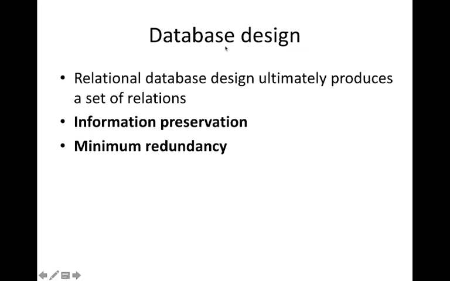So good database design means it should have this information preservation, that is, whatever attributes and whatever relationships between those attributes existed should be there in the final design also. And also we should minimize this redundancy. So redundancy is a big problem. We will see what are the problems associated with this redundancy in this lecture itself. Okay.